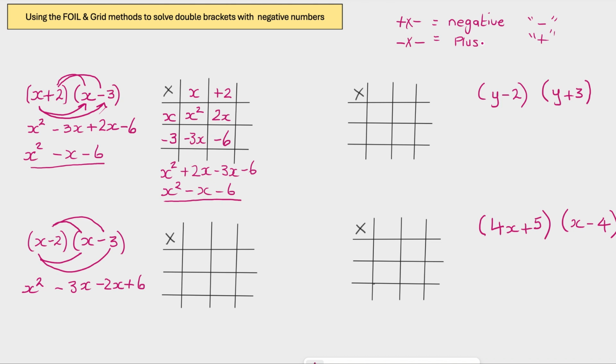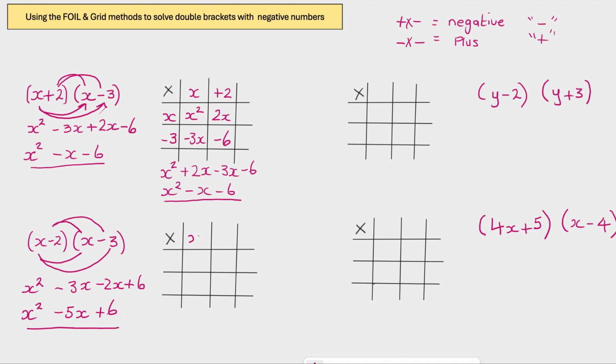People get caught out with this all the time, so if you're not getting it straight away, please don't worry about it. It will come. You'll automatically do it. So x squared, we've got a minus 3x and a minus 2x, which comes to minus 5x plus 6. There we go. Let's collect like terms and simplify.